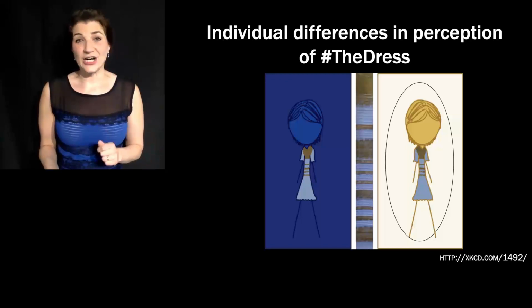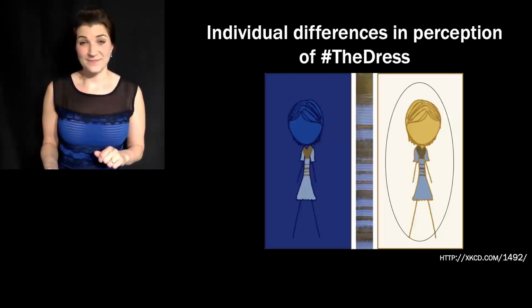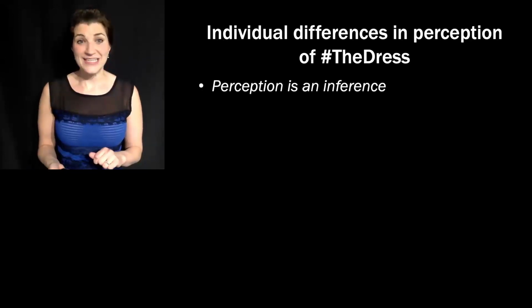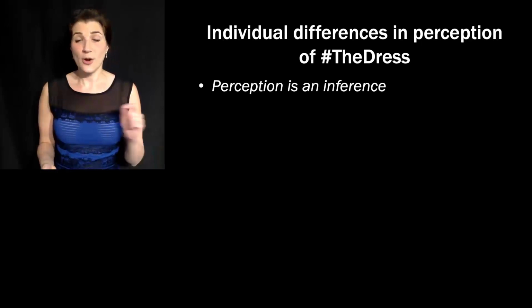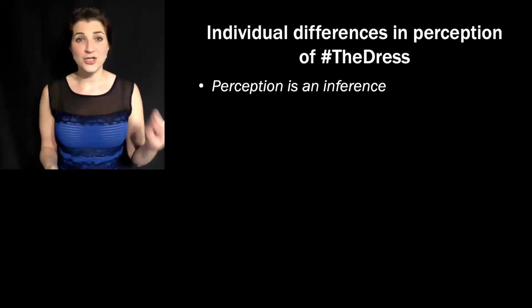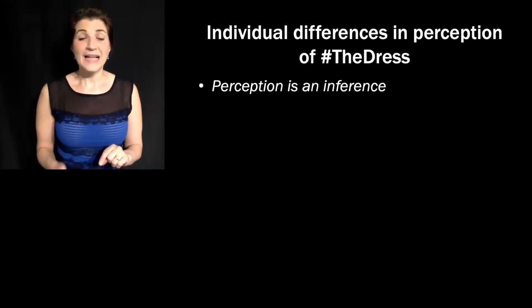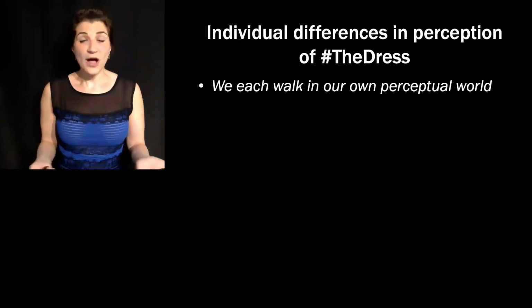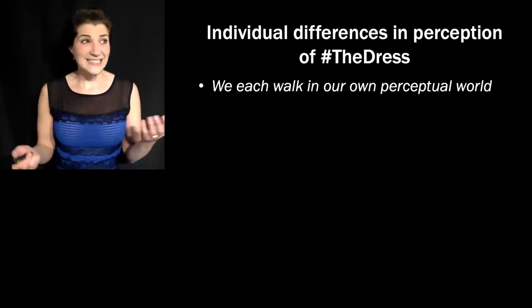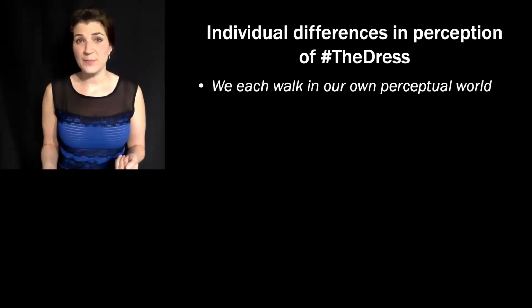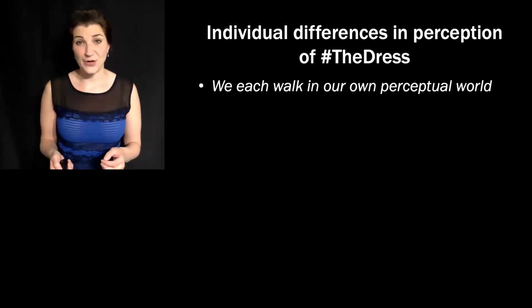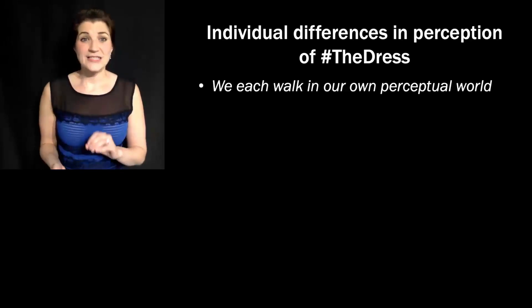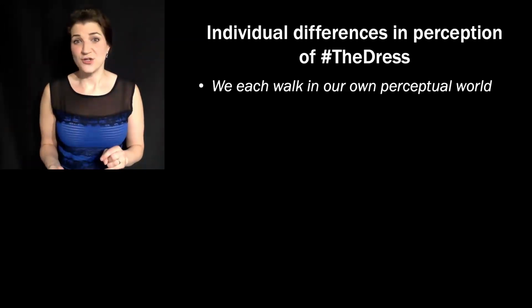But what is clear is that this demonstration reinforces two of our themes. First, that perception is an inference. We are clearly going beyond the information that's given and using our prior experience to guide our interpretation of sensory input. And secondly, that we each walk in our own perceptual worlds. It is totally possible for two different people to look at the same visual stimulus and have a very different perceptual experience.